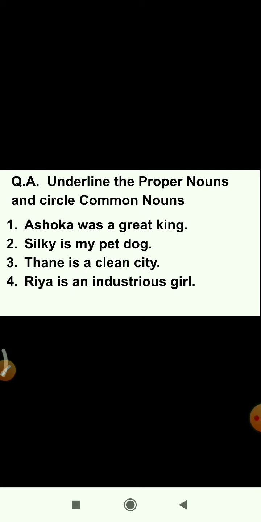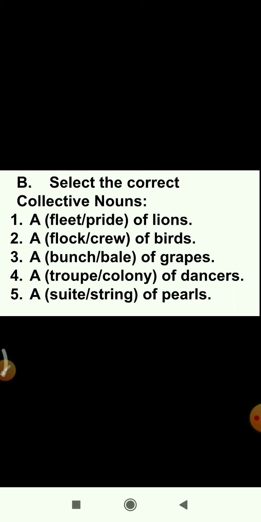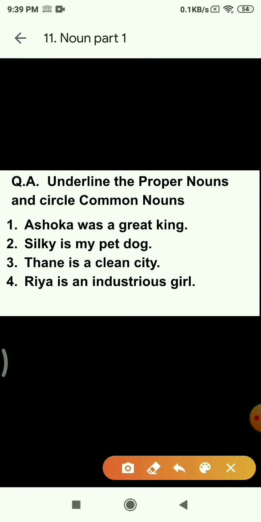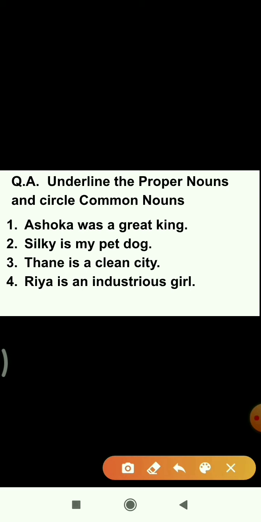Yeah, the question goes like this. Underline the proper nouns and circle common nouns. Right? Can you see that? Okay. Now, the first sentence goes: Ashoka was a great king. I'll repeat: Ashoka was a great king.